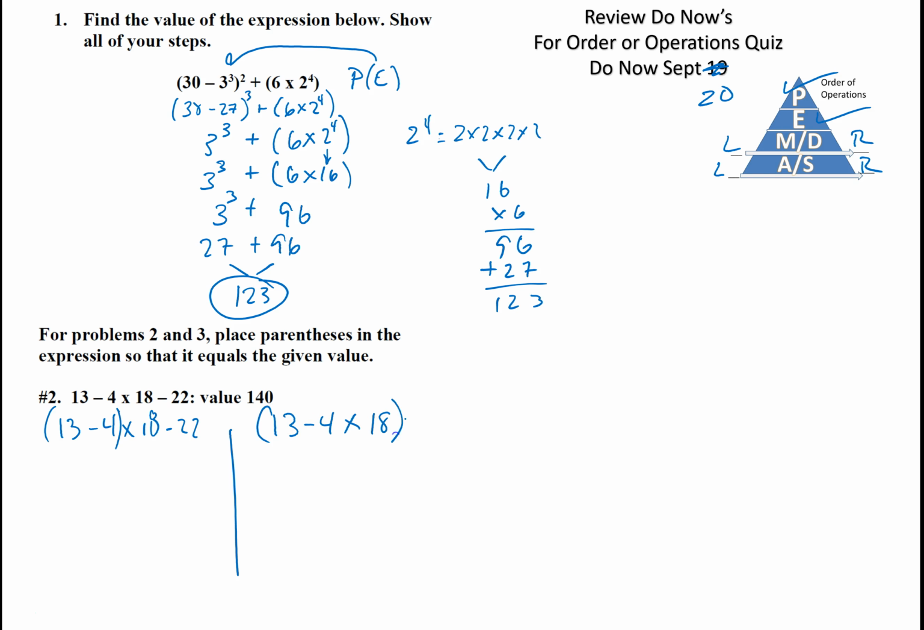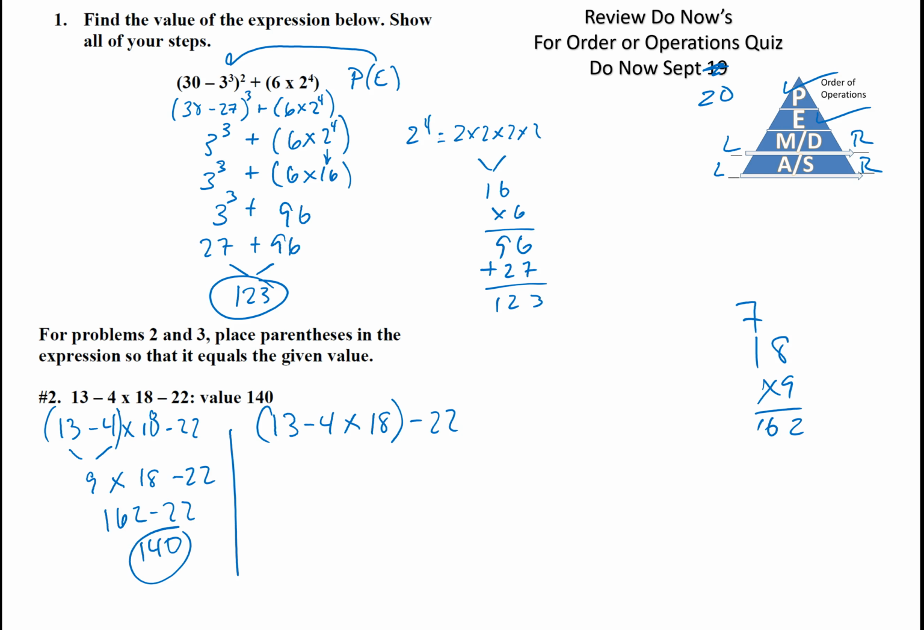But I'm going to include 3 numbers and 2 operations in this one and see what I get. All right, so 13 minus 4 is 9, times 18 minus 22. 9 times 18 is 162, minus 22 gives me 140. So because I got it right the first time, I don't need to do this one, because if I put my parentheses here, I get my answer, 140.